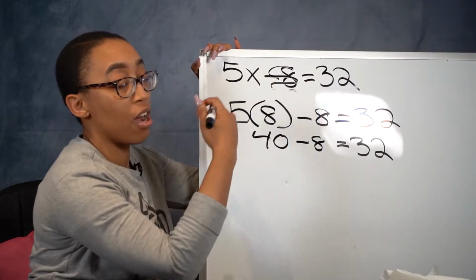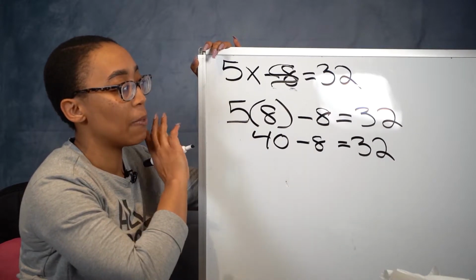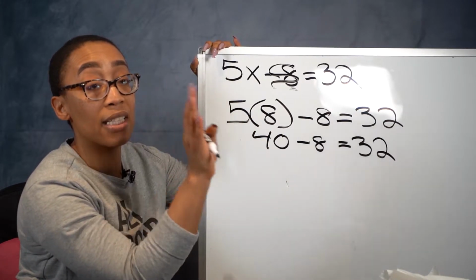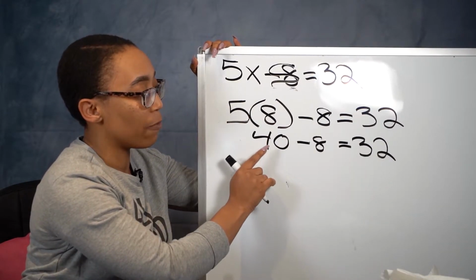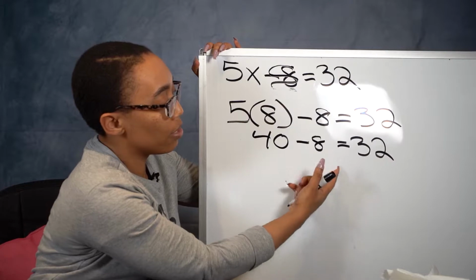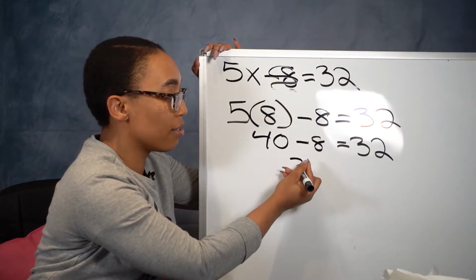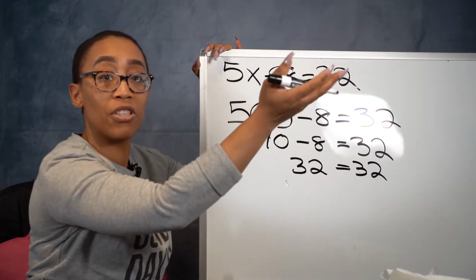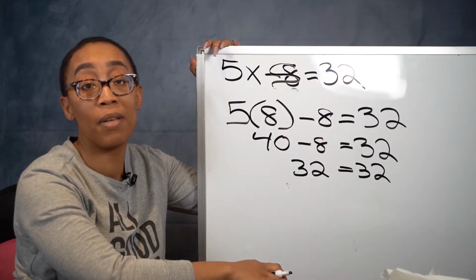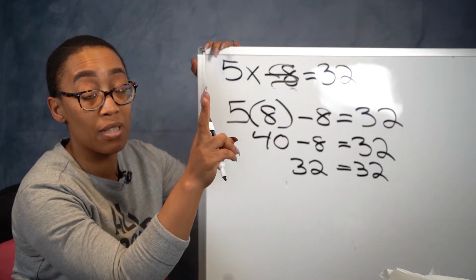Yes, I could have done both steps of math at once and gotten the same thing. However, sometimes, especially when you get to the longer algebra, it's easier to just do one step at a time so you don't get lost. So now we need to subtract. 40 minus 8 is 32. And 32 equals 32. That's how we know we got it right. So that is how we do that example of a two-step equation.